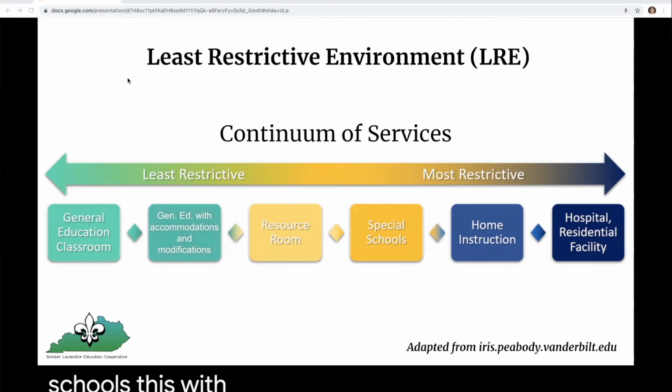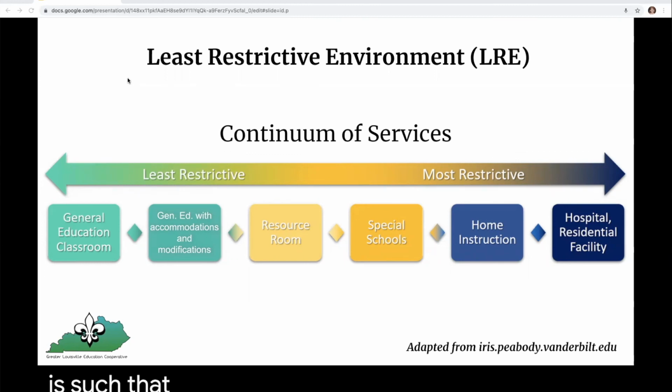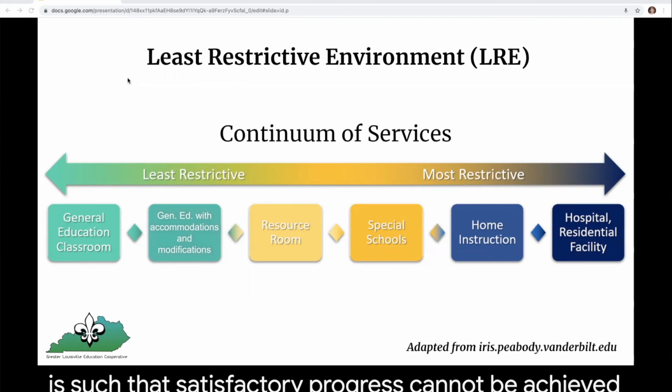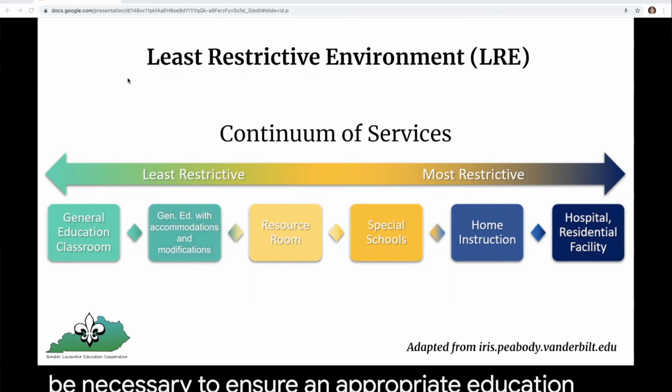Students with disabilities should be educated alongside their peers with and without disabilities to the maximum extent appropriate. In addition, the law indicates when needed, supplementary aids and services must be provided to enable the student to be educated in the general education classroom. However, when the nature or severity of the disability is such that satisfactory progress cannot be achieved in the setting, even with supplementary aids and services, placement in a more restrictive setting might be necessary to ensure an appropriate education.